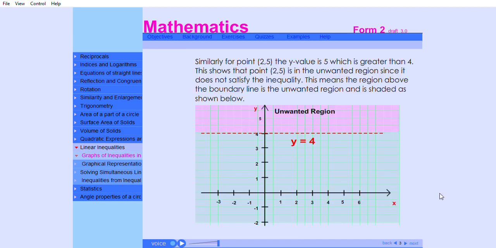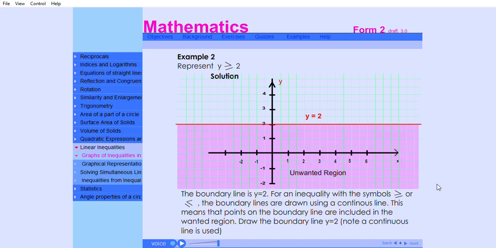Similarly, for point (2, 5), the y value is 5, which is greater than 4. This shows that point (2, 5) is in the unwanted region since it does not satisfy the inequality. This means the region above the boundary line is the unwanted region and is shaded as shown below.